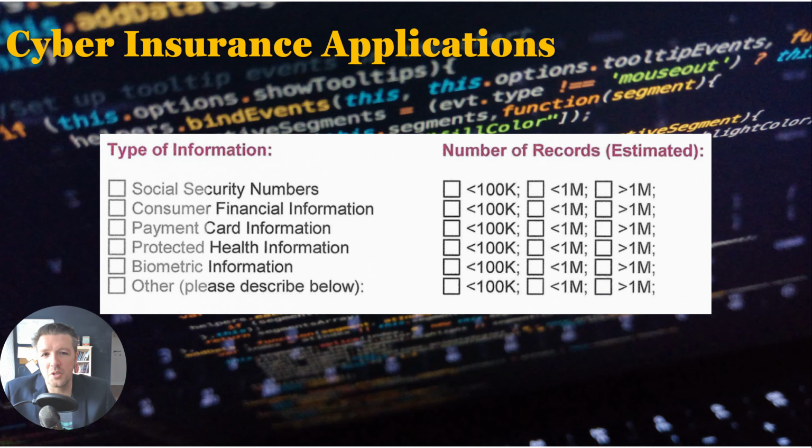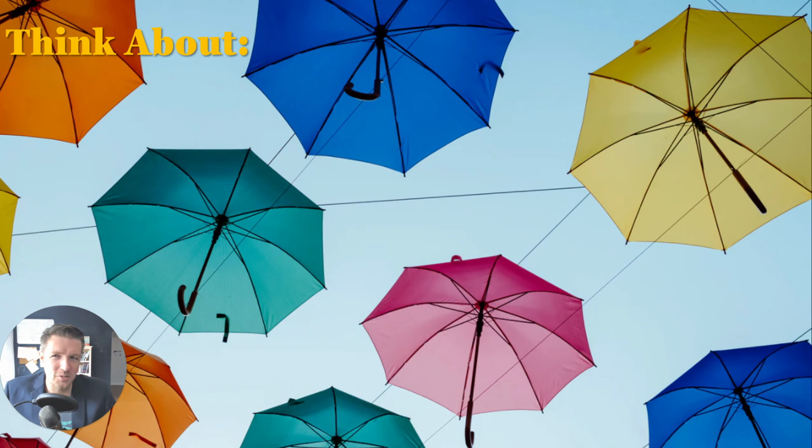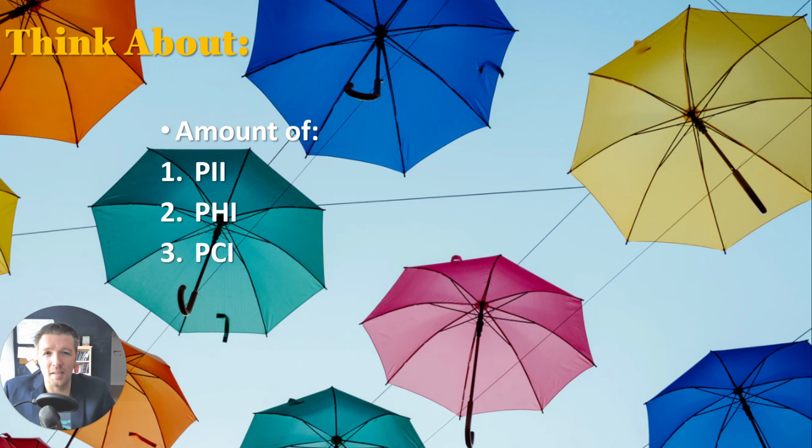So obviously you need to look at your own application, but let's figure out, what is the insurance company really trying to get at here? What does the underwriter actually care about? If you boil all that down, what they're really asking is, how much do you have in your possession? What are the amounts of PII, PHI, and PCI? Obviously, I would assume that if you're watching this video, you know what that means.